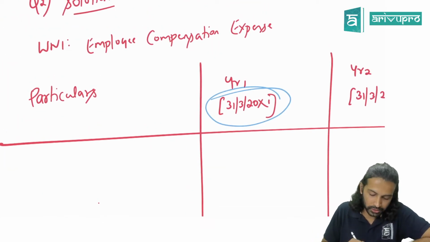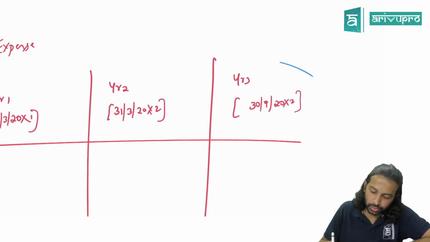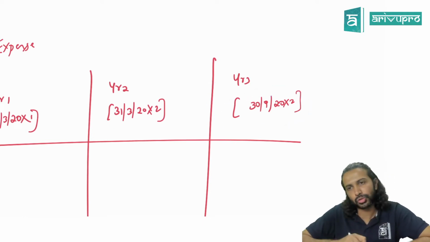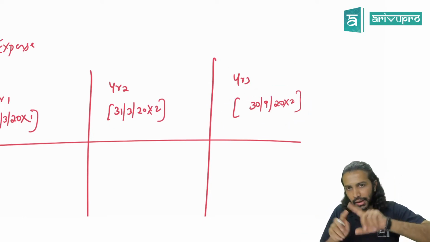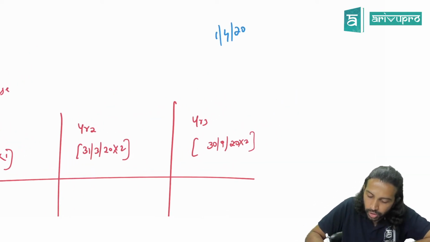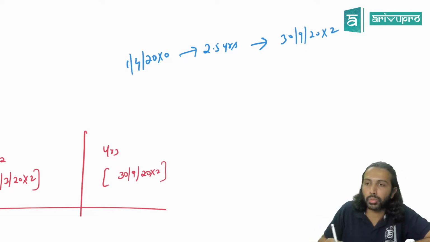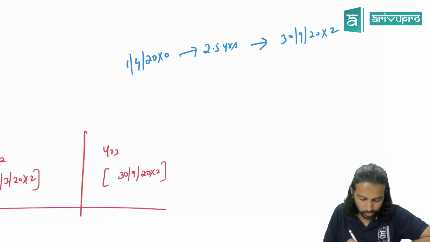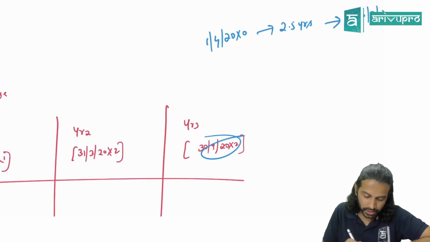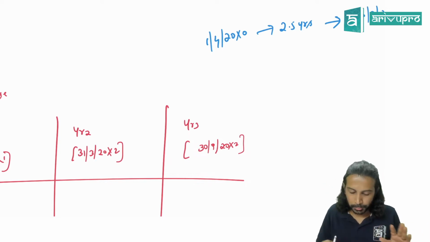Particulars, year 1. Year 1 is ending on 31st March 20x1. Year 2 is ending on 31st March 20x2. Year 3, if you want, you can write the same, 31st March 20x3 only. Or, I've calculated 2.5 years from grant date. Grant date was 1st April 20x0. If you calculate 2.5 years from this date, the 2.5 years will end on 30th September 20x2. That's the reason I've written 20x2. If this is confusing for you, you can write 31st March 20x3. Absolutely no issues.